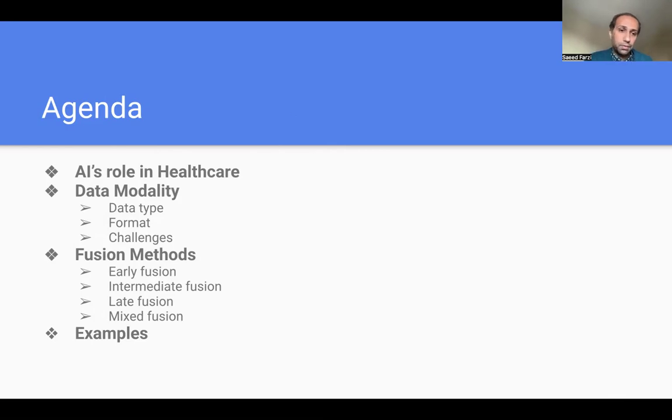In the next video, we go for fusion methods. We explore different techniques: early fusion, intermediate fusion, late fusion, and mixed fusion. We're going to explain the methods, talking about the pros and cons and applications. At the end, I will give you some examples about the role of AI in healthcare.